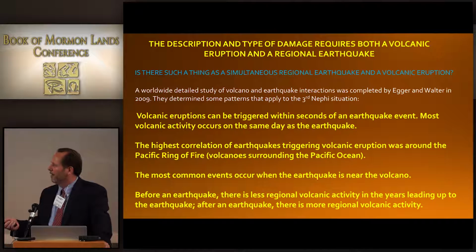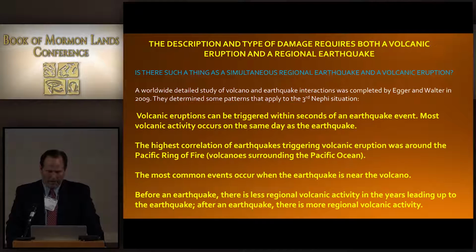They basically determined volcanic eruptions can be triggered within seconds of an earthquake event. Mostly when it happens, it occurs on the same day as the earthquake, meaning it doesn't erupt and then four days later. It usually is within a day. And the highest correlation of earthquakes triggering volcanic eruptions is around the Pacific Ring of Fire, which qualifies. The Pacific Ring of Fire is the subduction zones, typically all around the Pacific, of which the Isthmus of Tehuantepec is part.